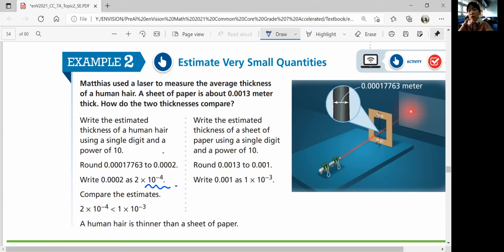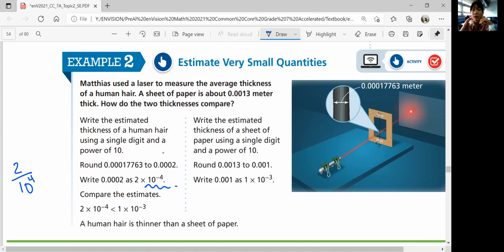10 to the power of -4 means you divide 2 by 10 four times. So that's really 2 divided by 10 to the 4th power, right? Because they're the same thing. Okay, and you're also going to write the estimated thickness of a sheet of paper using a single digit and a power of 10 using the same method. You're going to round 0.00132 to 0.001 because 3 is closer to 1 than 2. So you're going to write 0.001 as 1 times 10 to the negative 3 power and compare them.